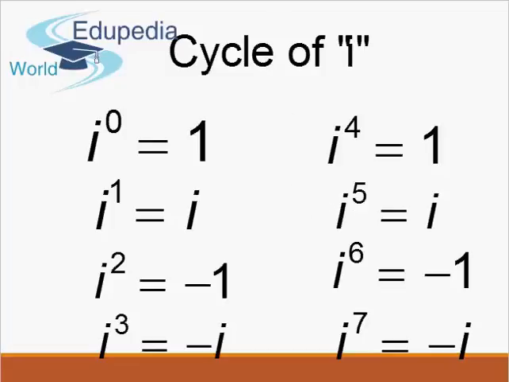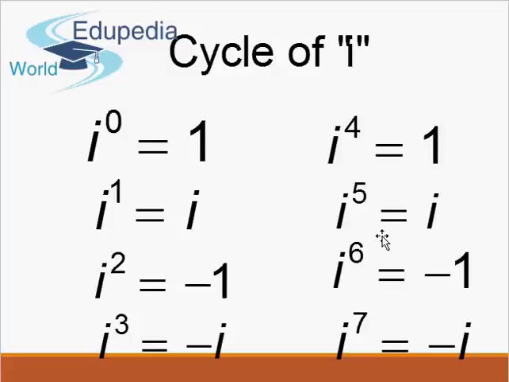i⁵ can basically be broken down into i raised to the power 4 multiplied by i raised to the power 1. What is i raised to the power 4? That is 1. If that is multiplied by i raised to the power 1, that is i. What do we get? i. Because 1 multiplied by i is equal to i.